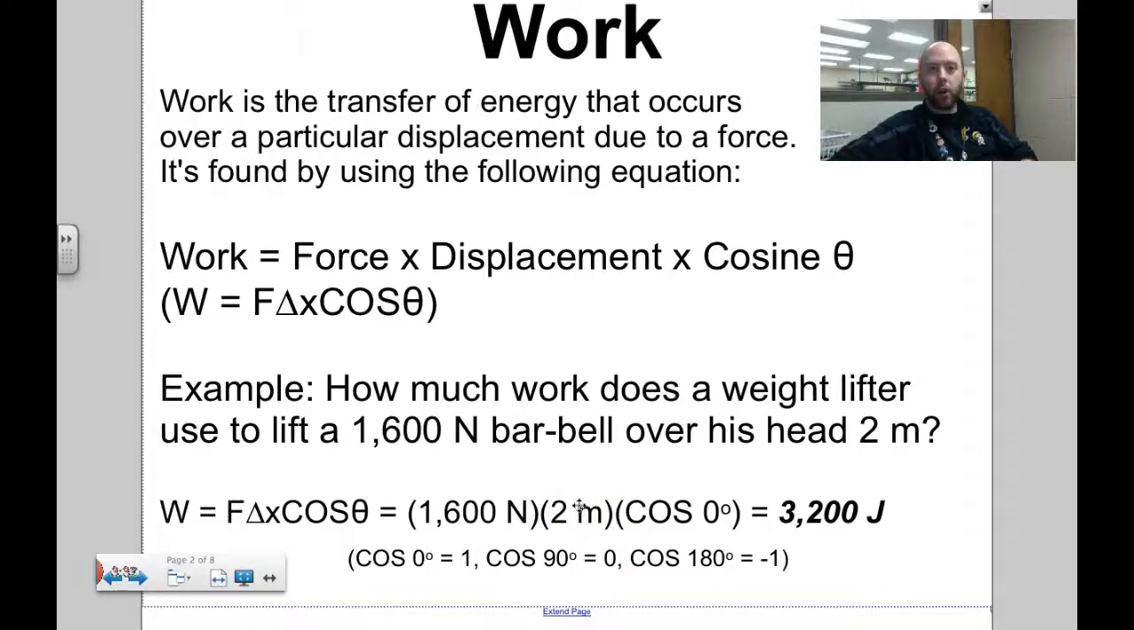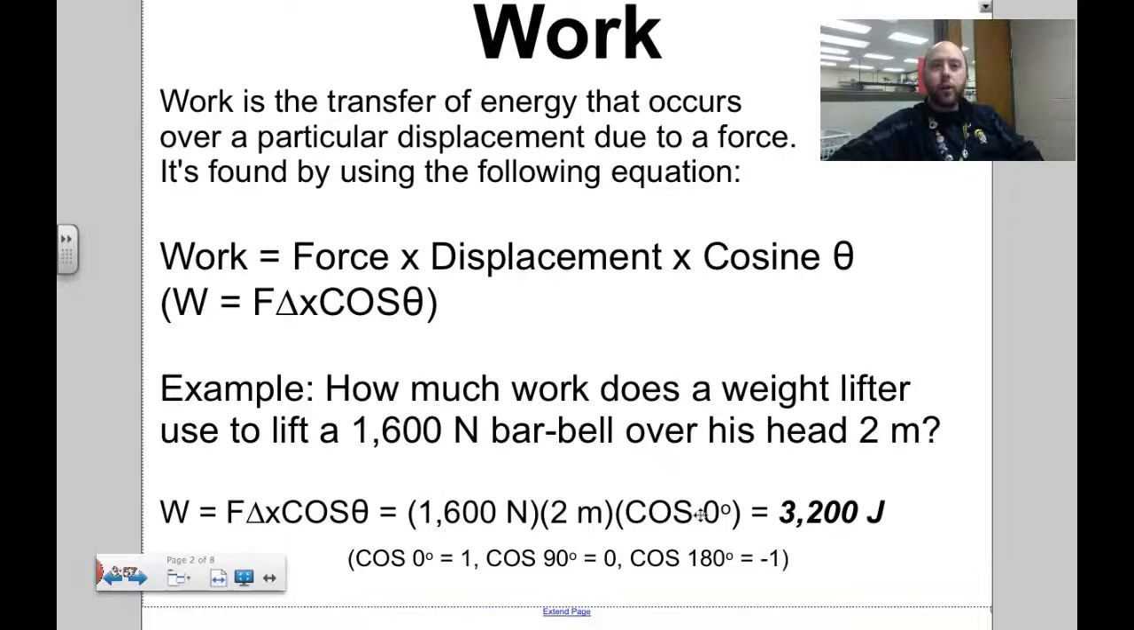Technically, someone may argue, doesn't displacement have a direction? Okay, upward. I should have said 2 meters upward. I did say over his head, but I'm talking about right here. And then the angle is cosine of 0 degrees. Now you're probably wondering, how did he get cosine 0? I will explain that very shortly.